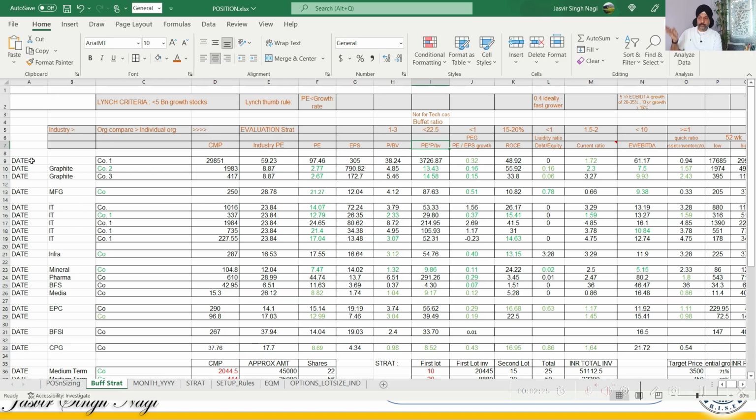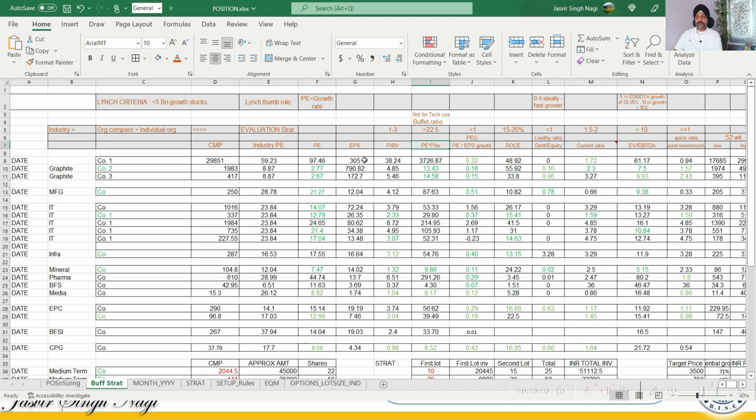Now, we start with the date, then the industry, which industry that company belongs to, and you put the name of the company. Against that company, you put the CMP, which stands for the current market price. Then you see the industry PE and the company PE. That gives you the first criteria: is the company's PE doing better than the industry's? In the first company we're seeing, it's much higher than the industry PE, which can also suggest it can come down, from a fundamental analysis perspective.